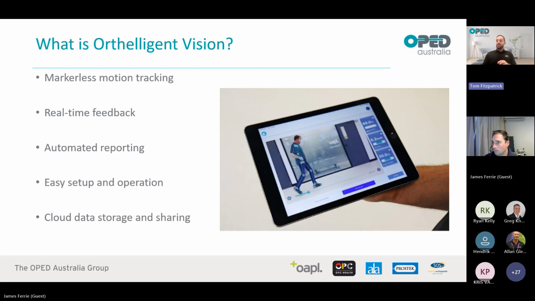Very easy setup and operation. So it's designed to fit seamlessly into clinical workflows. It offers intuitive operation with minimal setup. So what you can see on the screen there is all you need. All you need is a tablet, either an iPad or a Google tablet or an Android tablet. Either is fine.